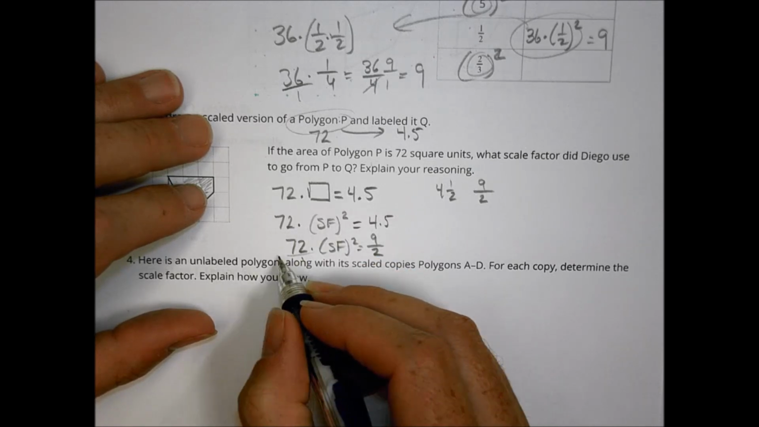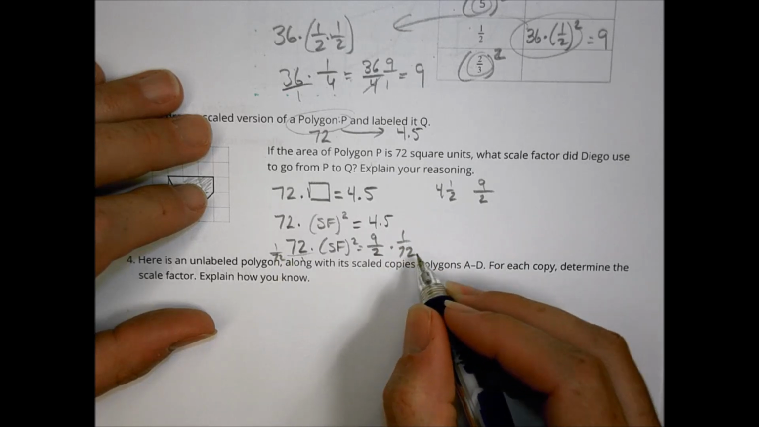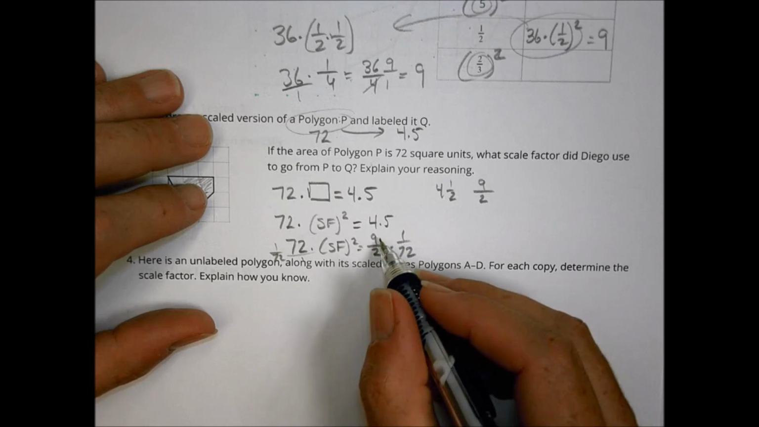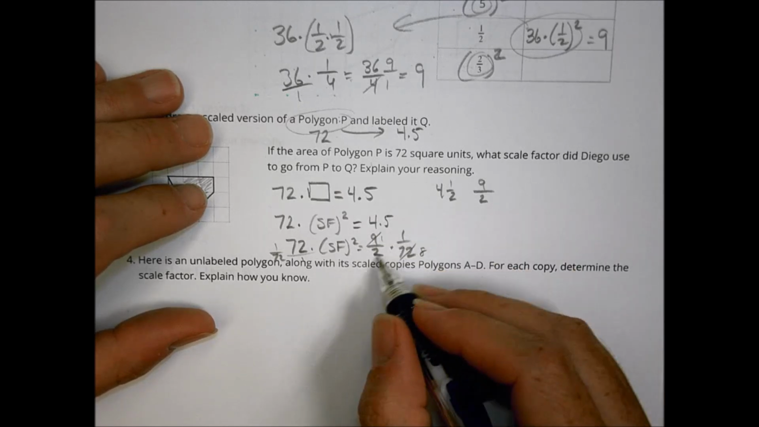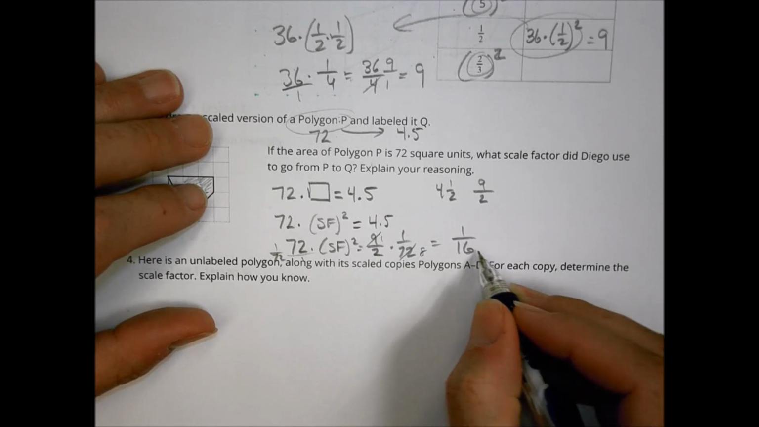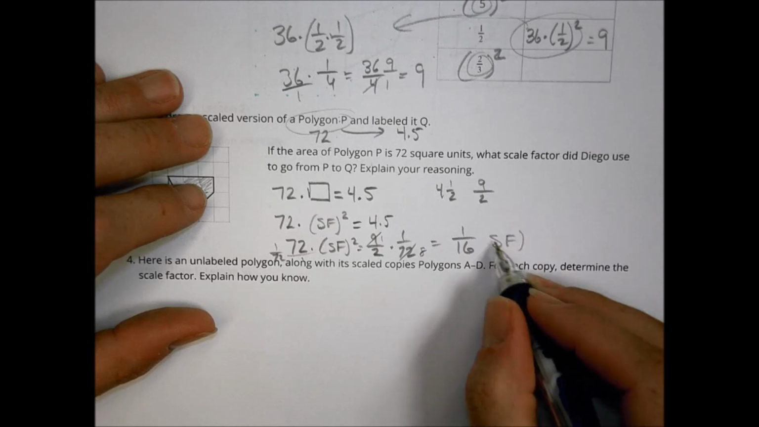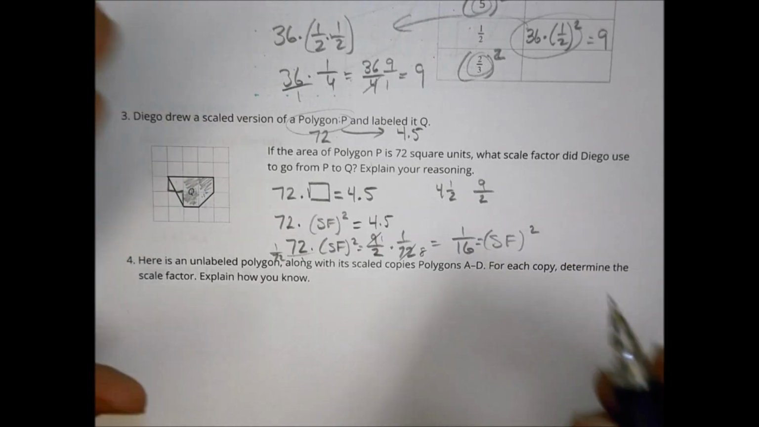So this becomes 1 over 72 times 1 over 72. And I can reduce here. 9 goes in 72 8 times. So I end up with 1 over 2 times 8 is 16. So my scale factor squared is 1 over 16. Not done yet because of this square thing here.